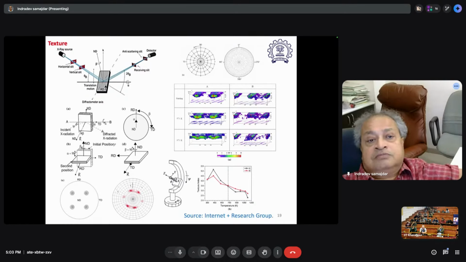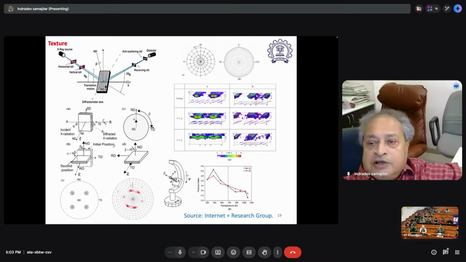So in an X-ray system, you can do all these jigs. You have a detector, you have all kinds of anti-scattering slits, the receiving slits, horizontal slit, vertical slit, and X-ray source. And you run and tilt your measurement. You can get the so-called stereographic projection or equal area. Everybody talks about equal area, but I don't think anybody does that. So this is cheating. And you can do all this rotation and you can get an XRD.